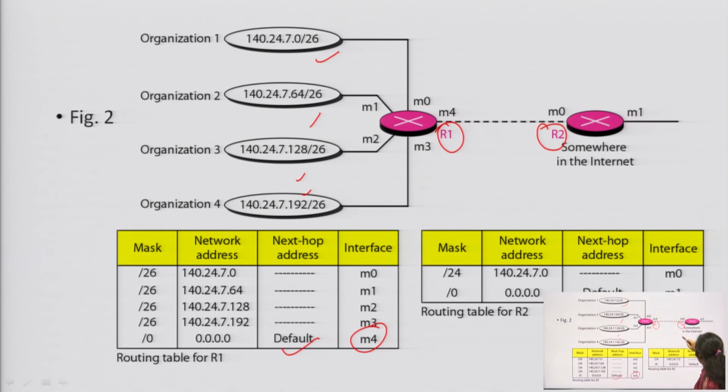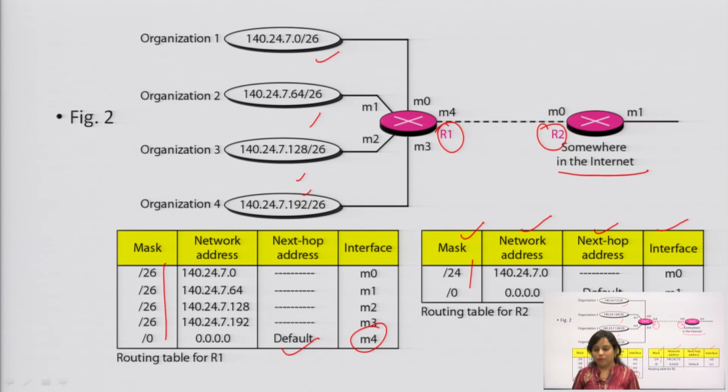This is router 1, and somewhere in the internet, because it has to search, the destination is not specifically mentioned in this circuit, that is, which destination it has to reach. It may be present somewhere in the rest of the internet. So, when it reaches the end of the routing table, it will be forwarded to this address. Then this is the mask, as you can see, /26, and we have used /24 over here. This is the network address, this is the next hop address, and this is the interface, denoted by M0 and M1.